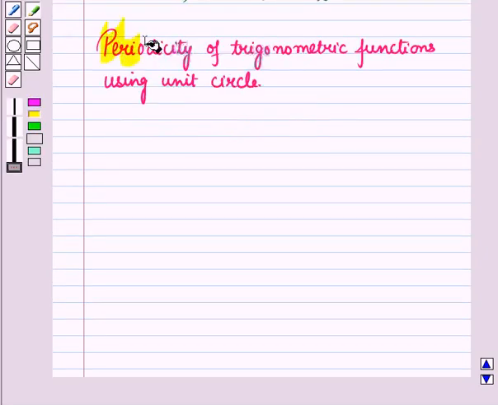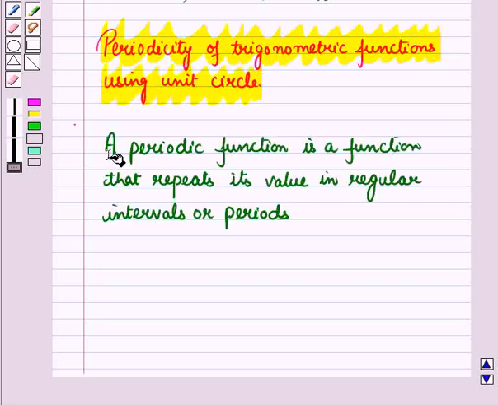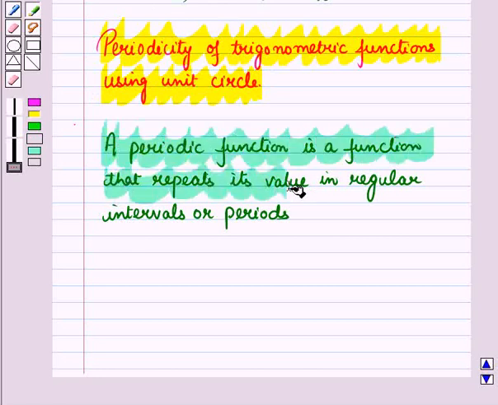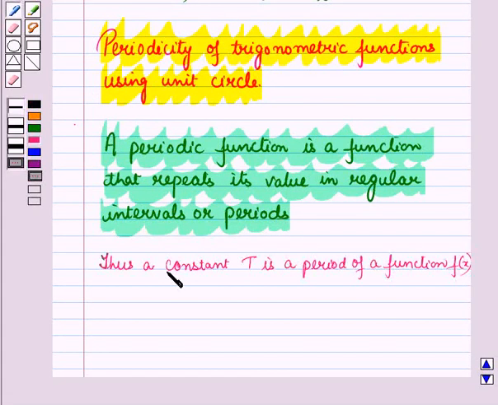Now let us discuss periodicity of trigonometric functions using unit circle. Now, a periodic function is a function that repeats its value in regular intervals or periods. Thus, a constant capital T is a period of a function f of x if f of x plus T the whole is equal to f of x.